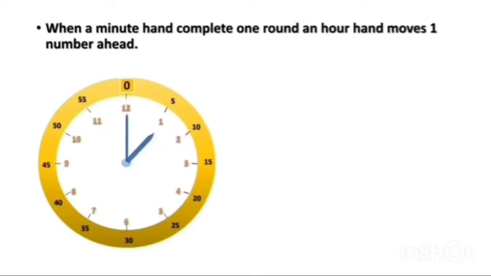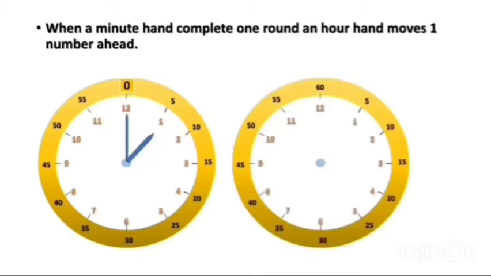For an example, what is the time shown in this clock? 1 o'clock, right? So, when the minute hand completes the full one round, the hour hand moves to the next number, that is number 2. So, the time given over here is 2 o'clock.